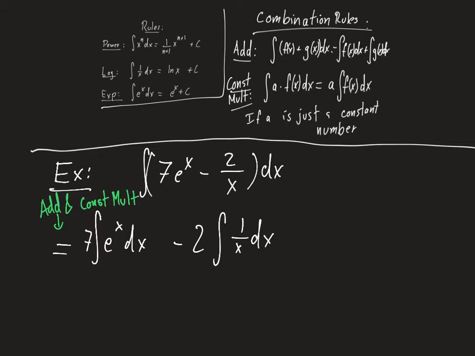Now all that's left is to use the exponential rule, which tells us that the integral of e to the x is e to the x, and the log rule, which tells us that the integral of 1 over x is natural log of x, and we get our final answer.